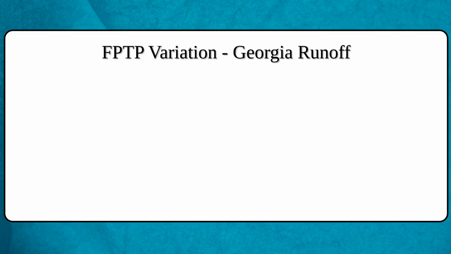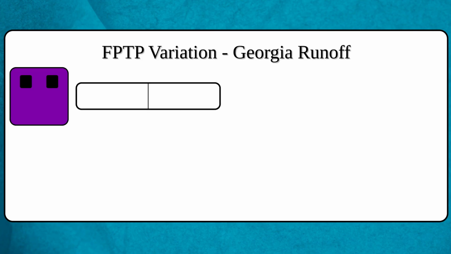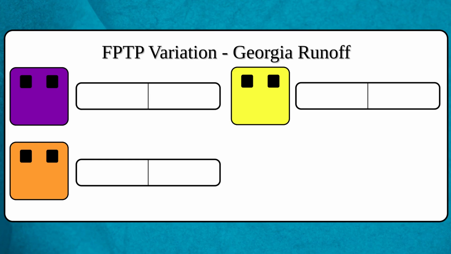To illustrate this, let's suppose that there are now three candidates running for office, with one of them from the Purple, Orange, and Yellow Party, respectively. In the first round, the Purple Party candidate gets 45% of the vote, the Orange Party candidate gets 32%, and the Yellow Party candidate receives 23%.